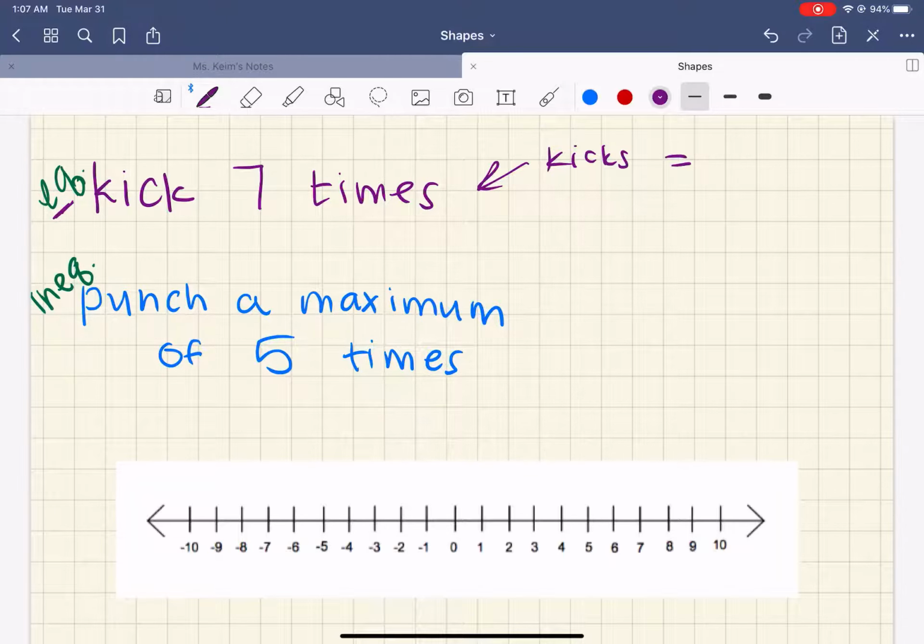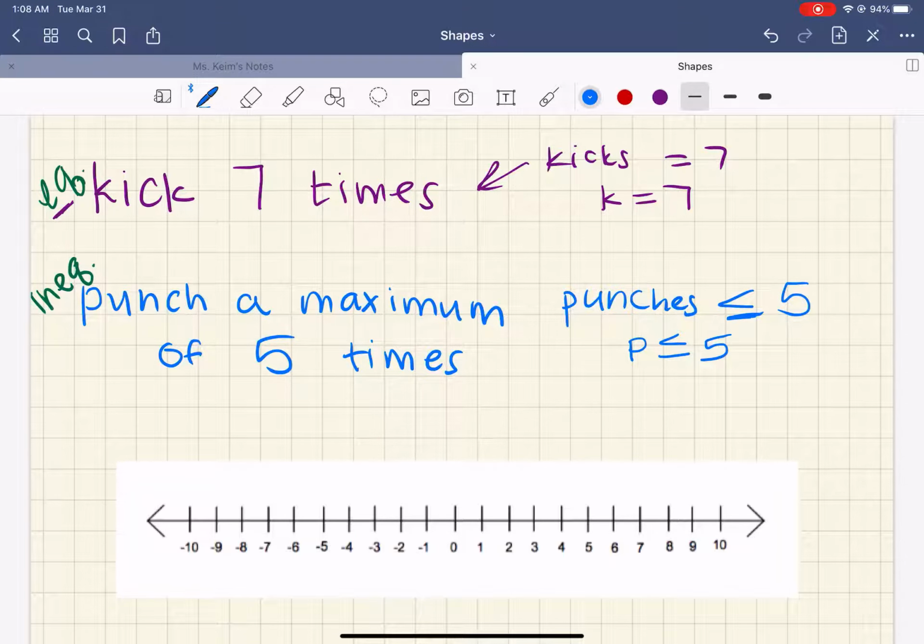If I wanted to represent this situation with an inequality, it says punch a maximum of 5 times. So my punches, that's not how you spell punch. My punches could be equal to 5, but it's a maximum of 5. So 5 is the highest number. Therefore, punches have to be less than or equal to 5. So again, we're going to simplify this by using a variable to represent punches. Okay? So P needs to be less than or equal to 5.